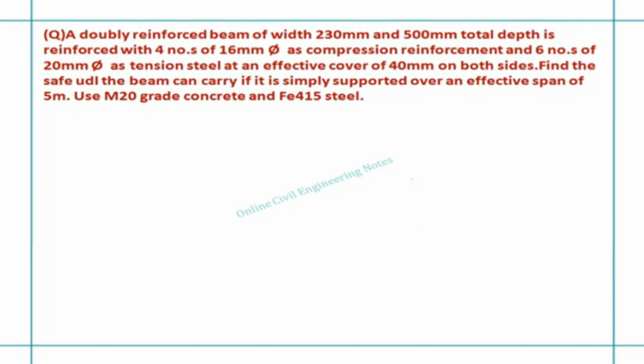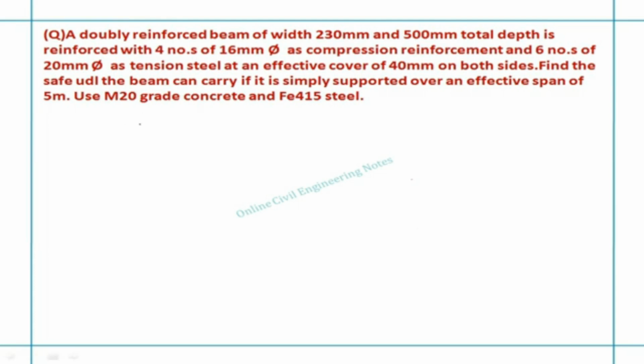Use M20 grade concrete and Fe 415 steel. For getting the safe load on the beam, calculate the stress in the compression steel first, then determine the neutral axis depth and compare it with the maximum neutral axis depth. Finally, we calculate the moment of resistance and equate it to maximum bending moment for a UDL acting on the simply supported beam. Let's write the given data first.